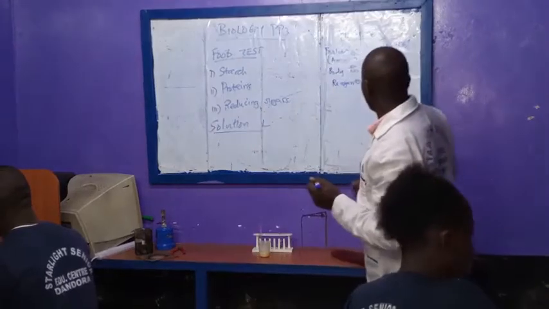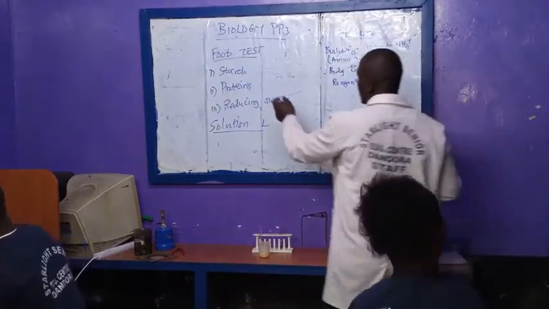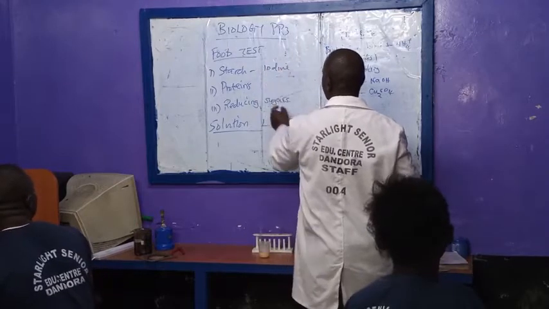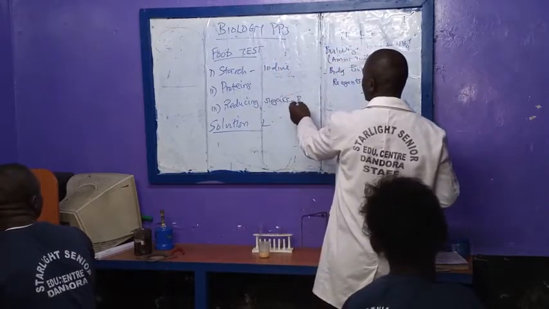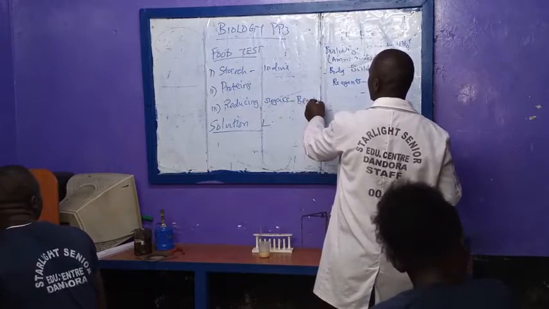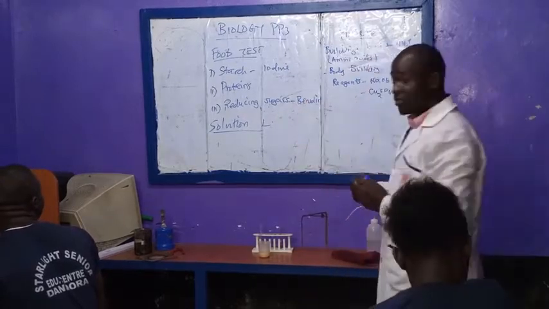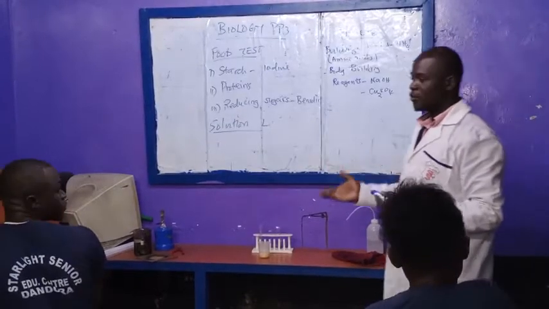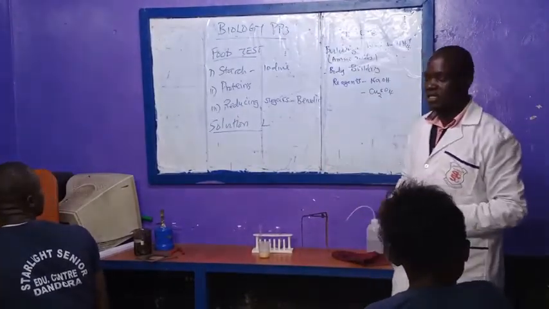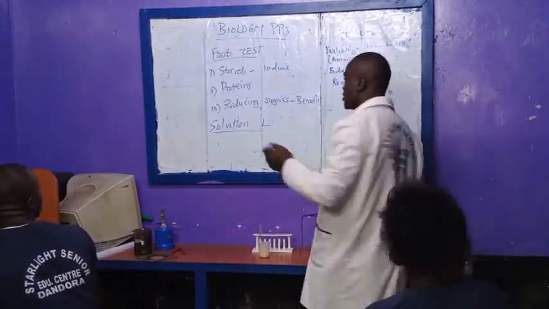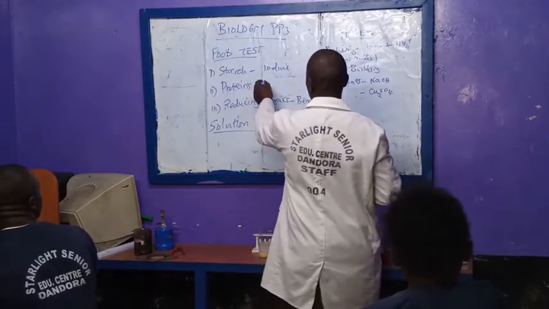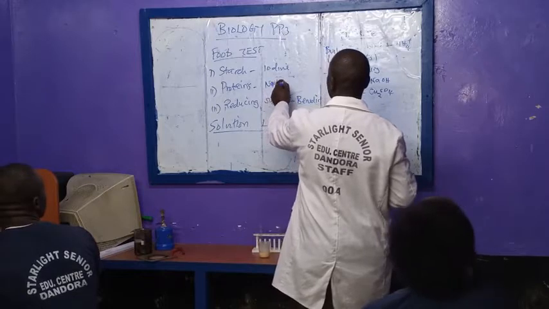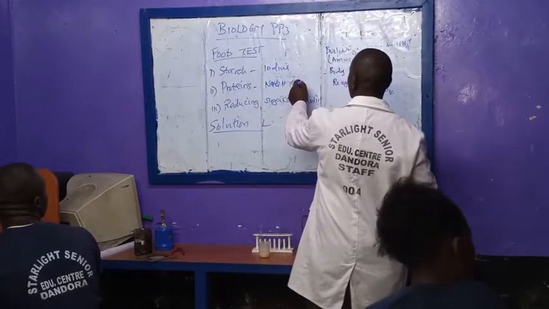So we realize when you are testing for starch, our requirement is iodine solution. When you are testing for reducing sugars, our reagent is Benedict's solution. Sometimes the exam will come, but you'll not be told to test for proteins or test for starch. You'll just be given reagents and told to test for the food present. So here we'll be needing sodium hydroxide as well as copper 2 sulfate.